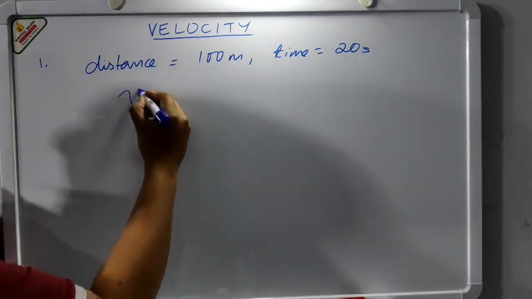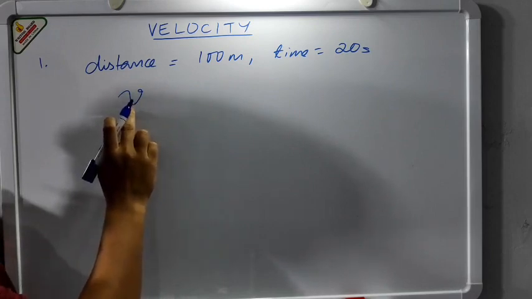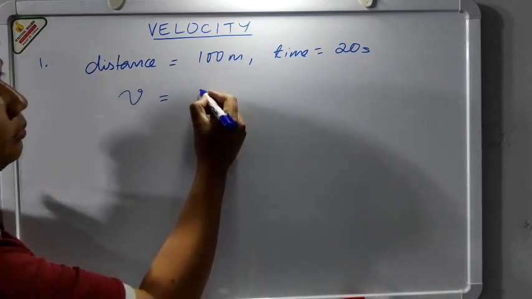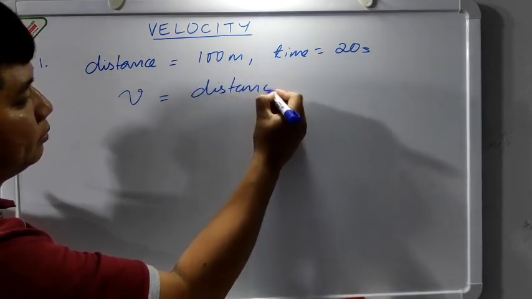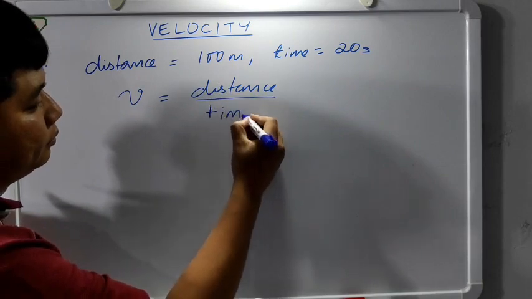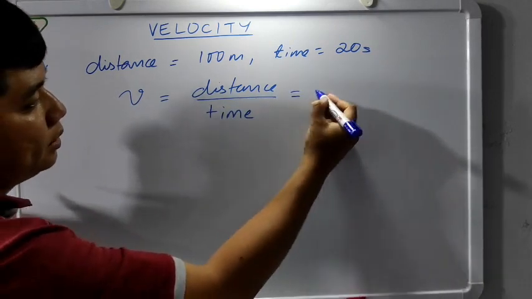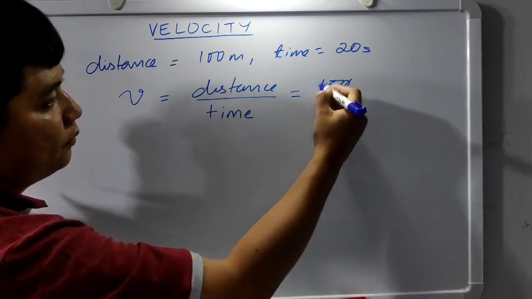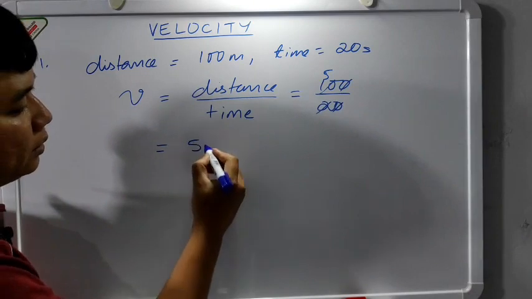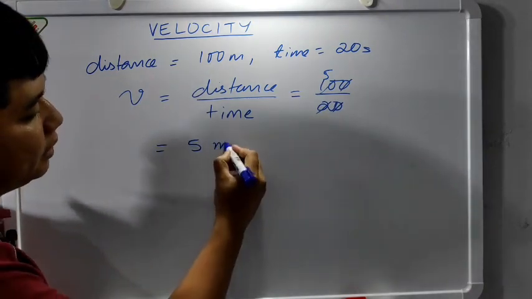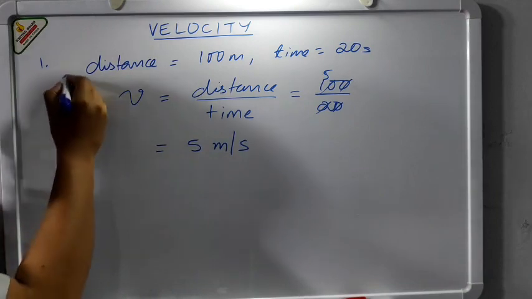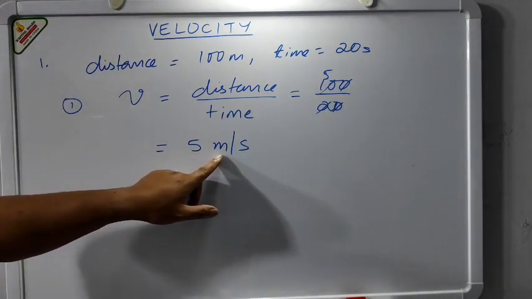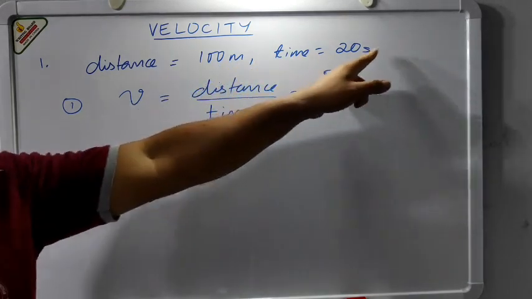So the speed is V. V denotes speed also; it denotes both velocity and speed. Speed is distance by time. Distance is 100 and time taken is 20. Twenty 5s are 100. So the speed of the cyclist is 5 meters per second. This is for number 1. Here we have it in meter per second because it is given in meter and second.